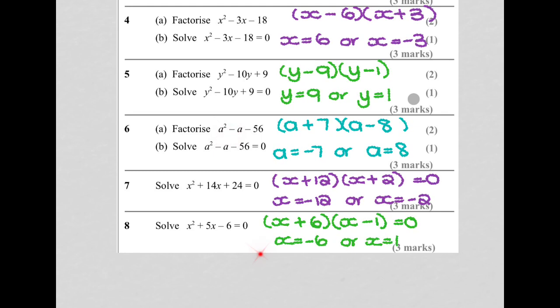Question 7, factors of 24 that I am adding to get 14. I'm adding, the brackets are the same, they are both plus. Question 8, factors of 6, which will subtract to give me 5. Biggest factor gets the middle sign. If you got any of these wrong, please write down the correct solution, because that might help you when you are studying.